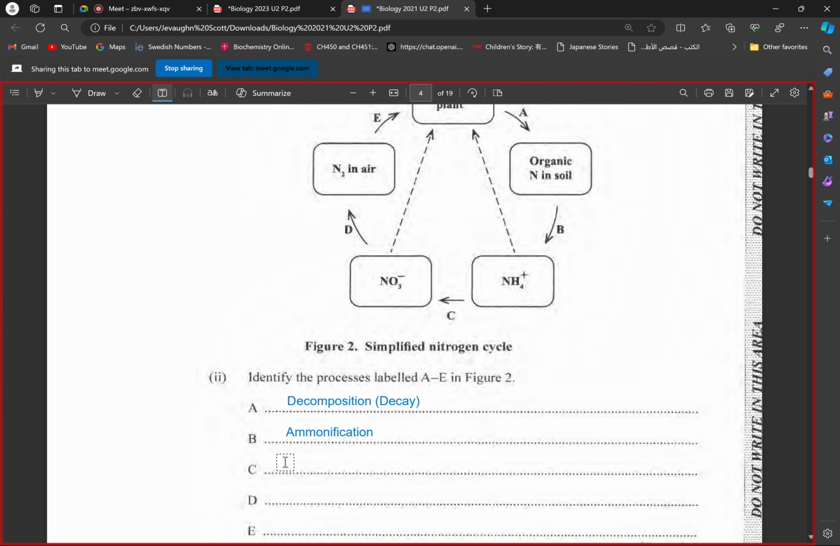In ammonification, what is causing it? Is it Pseudomonas? Pseudomonas, lovely, right? So I have Pseudomonas and other types of bacteria and fungi, right? For C, what do we have here? We have ammonia to nitrate, sorry, the nitrification.